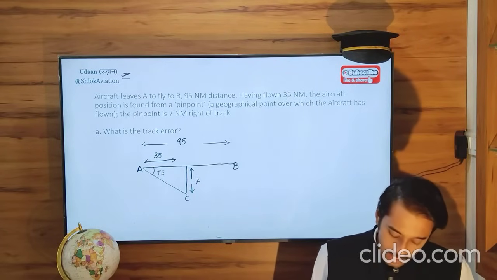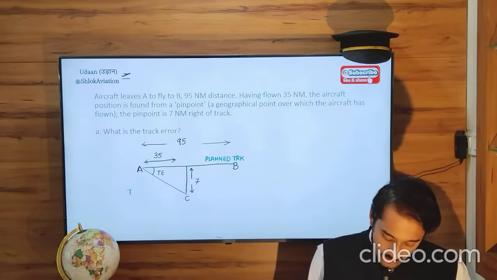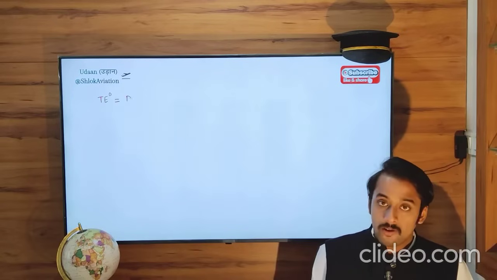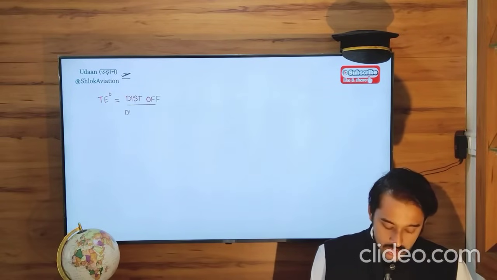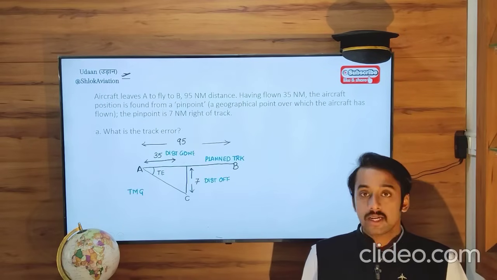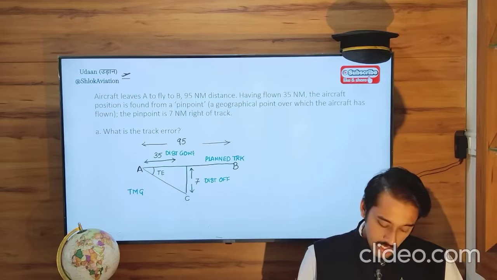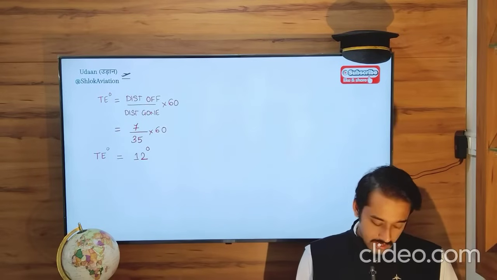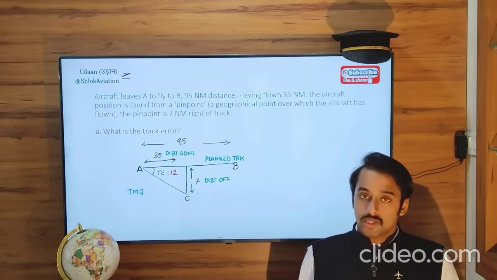Okay. So AB becomes your planned track or your required track. AC becomes your track made good. This is your distance off track. This is your distance gone. So now let's calculate track error. So track error by formula is distance off track divided by distance gone into 60, right? So how much is distance off track? It is 7 nautical miles. Distance gone is how much? It is 35 into 60. So track error angle is 12 degree. So this is how you do this part.